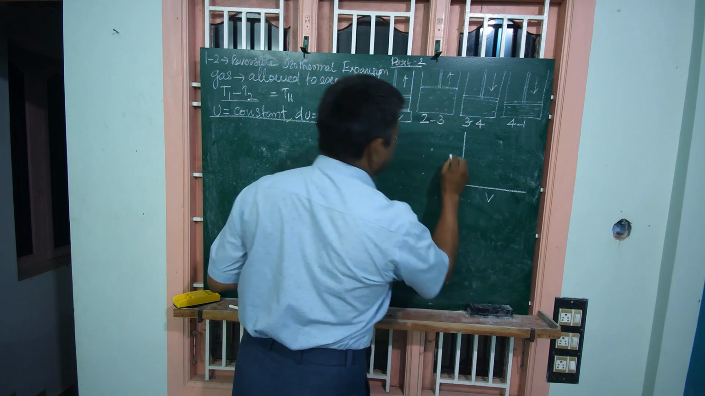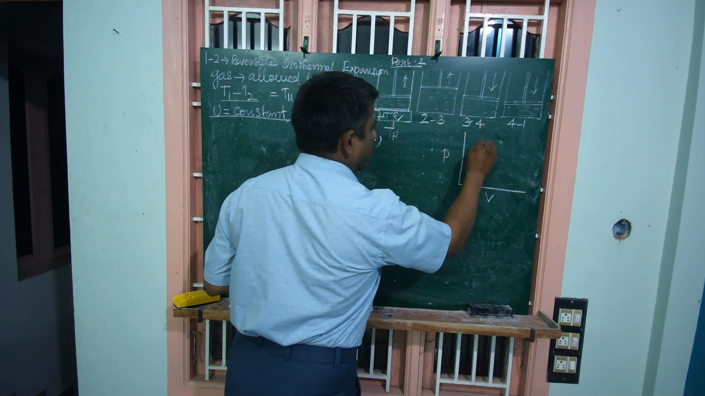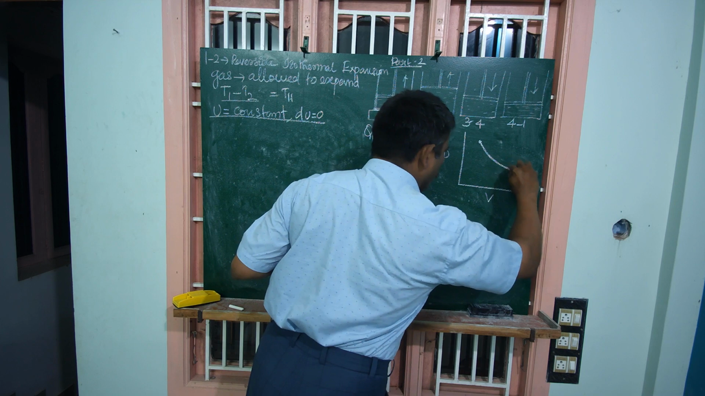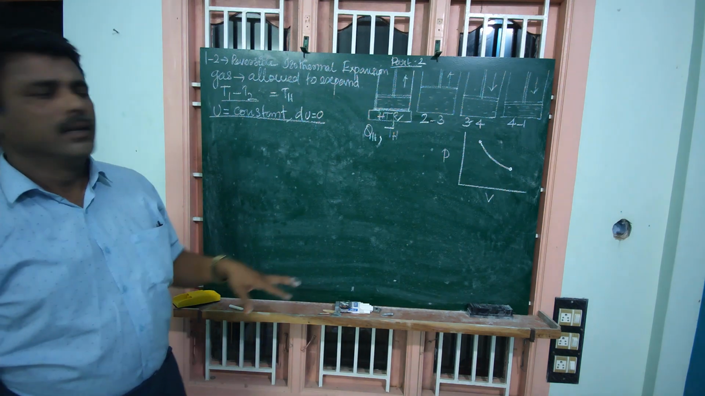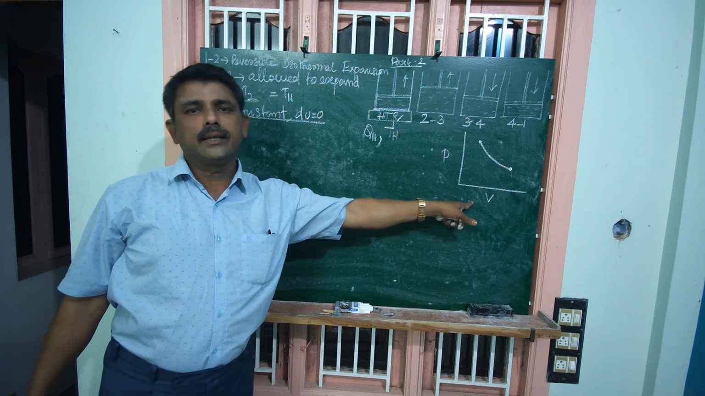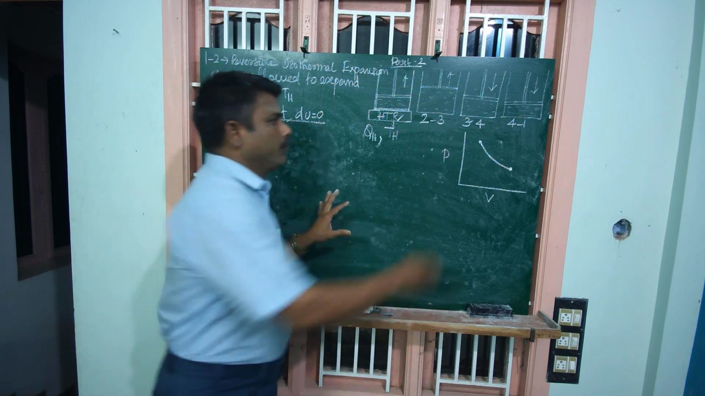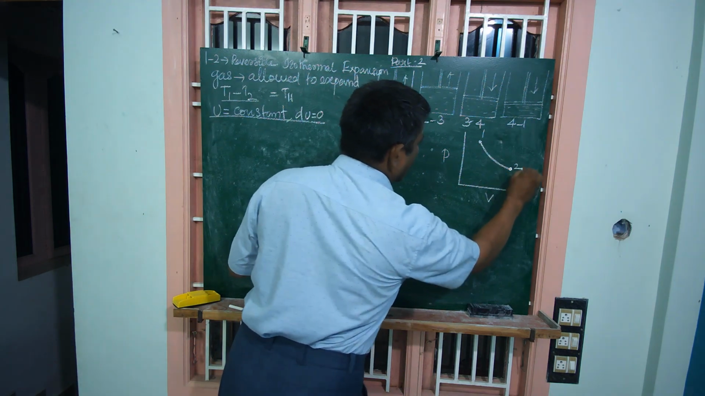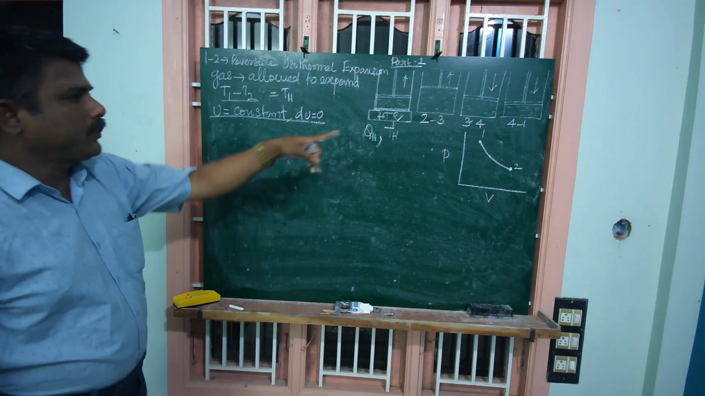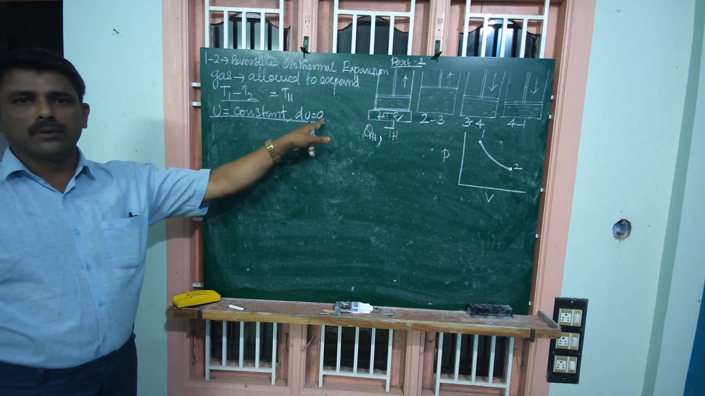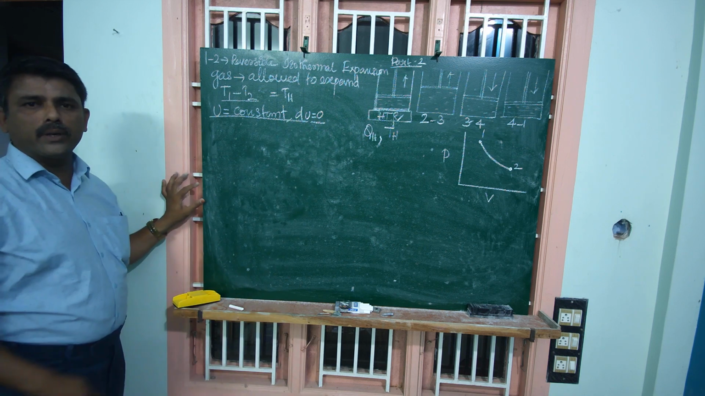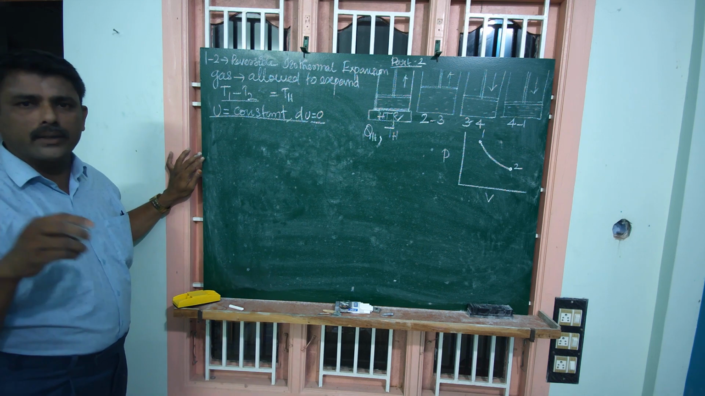Now the PV diagram. This is volume, this is pressure. From position 1 to position 2, pressure gets decreased due to expansion, and subsequently volume gets increased. This is process 1 to 2. In this process, internal energy is constant. The change in internal energy is equal to 0. Clear? Now I am going to calculate the amount of work done.